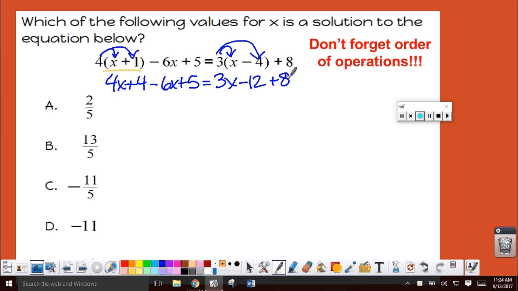None? Can we simplify it more? Yes, we can. How can we simplify it more? Combine like terms, okay? So I'm going to say I can combine which term?